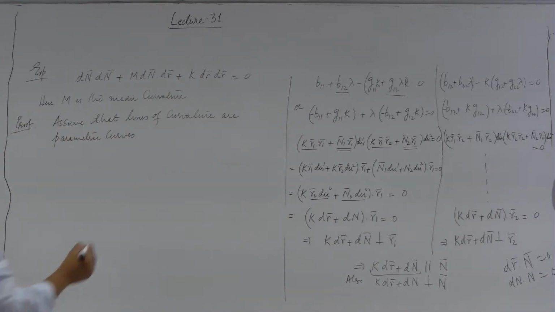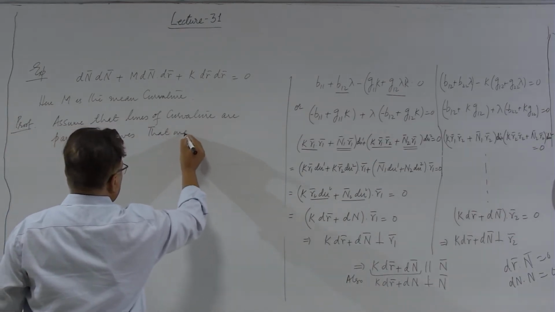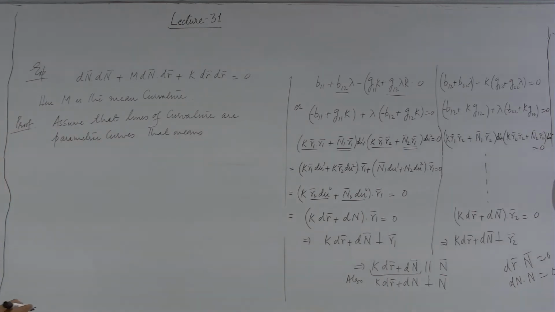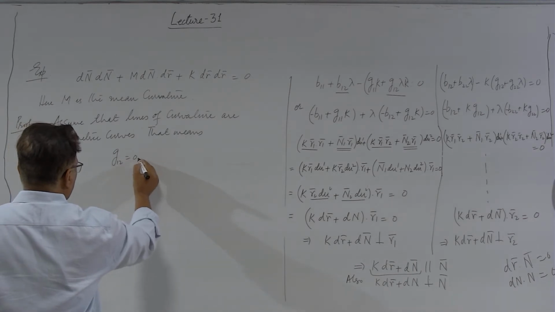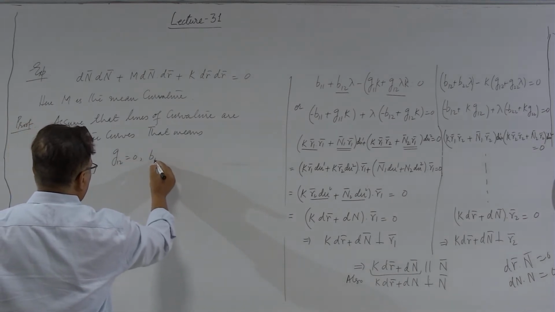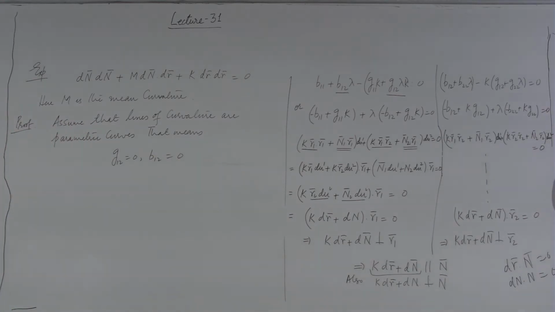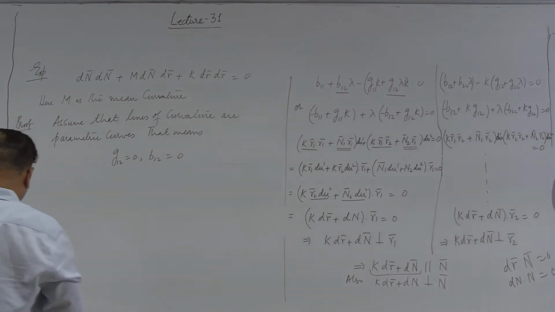Yes, and that means we have done a theorem which says that if parametric curves and lines of curvature are the same, then G 1 2 will be 0 as well as B 1 2 will be 0. So, this becomes available to you. Okay. And now, we can make use of the Rodrigue formula to establish this relationship.